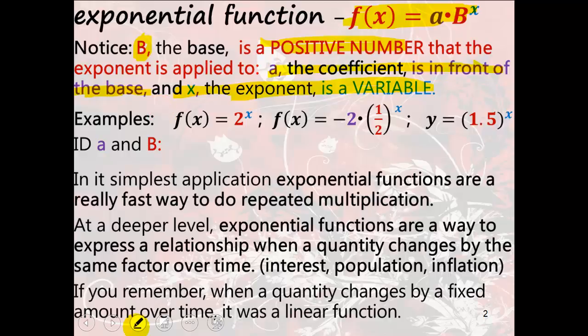Okay? So if we look at these examples here, I have f of x equals 2 to the x. A is just 1 because 2 is my base. It's getting the x. And b is equal to 2. In this example here, a is equal to either -2 or 2. This one is going to be a reflection. We're going to see that in just a few minutes. So I would say a is 2 and b is equal to a half, because the half is what's getting the exponent. And in this equation, a is equal to 1 and b is equal to 1.5.